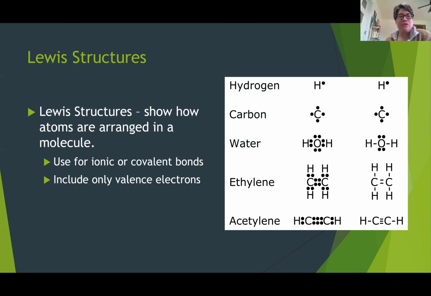And so here's a definition. Lewis structures show how the atoms are arranged in a molecule. We're trying to visualize it in 3 dimensions, and that can be tricky. We can use them for ionic and covalent, and we're focusing on covalent here, and we are only looking at those outer valence electrons. So here we have carbon, and it has 4 valence electrons, and then hydrogen has 1. Here we're showing how water would bond, and how ethylene would bond and make a double bond, and how acetylene that you might have used in a torch would bond with a triple bond.